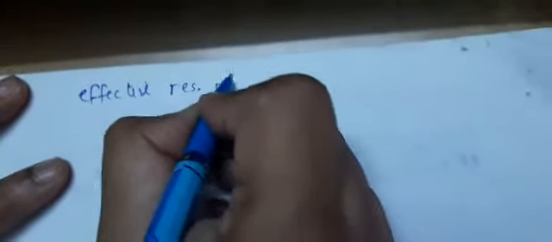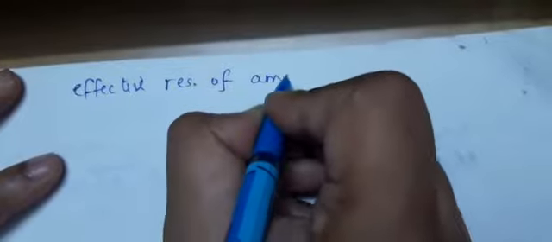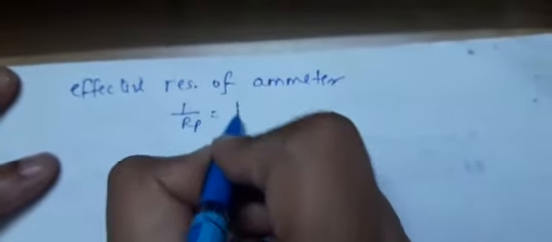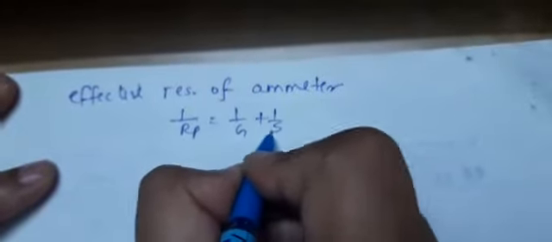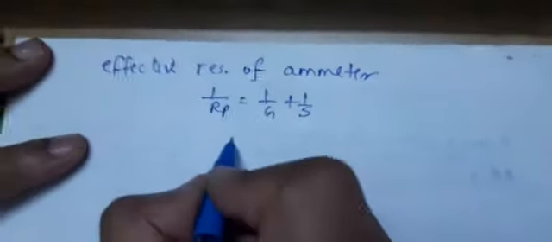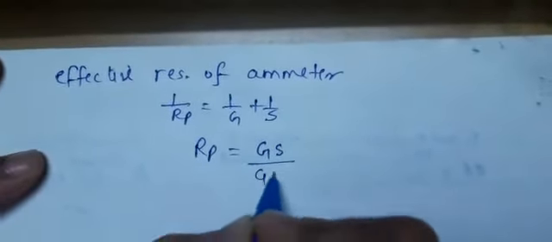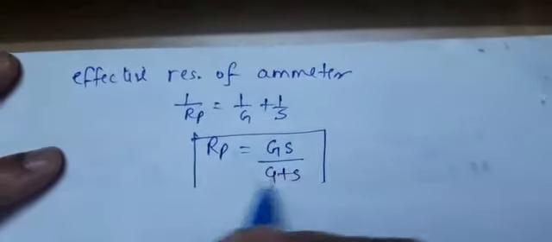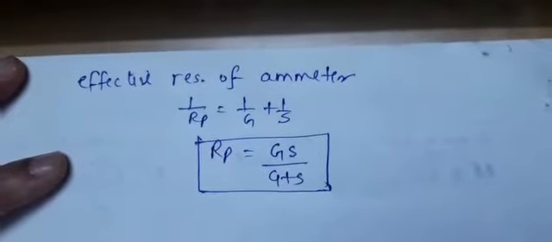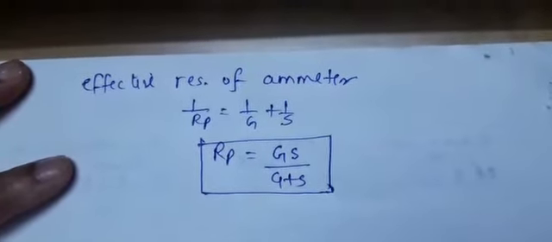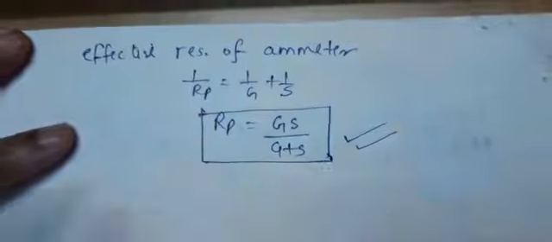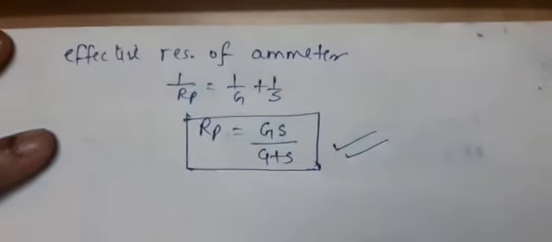So now, what will be the effective resistance of the ammeter? This is 1 by Rp equals 1 by G plus 1 by S. Why? Because these two are connected in parallel. So if I take the LCM and take its reciprocal, directly I am writing the result: the parallel combination of shunt resistance and galvanometer resistance will be this one. So this is the effective resistance of the ammeter.